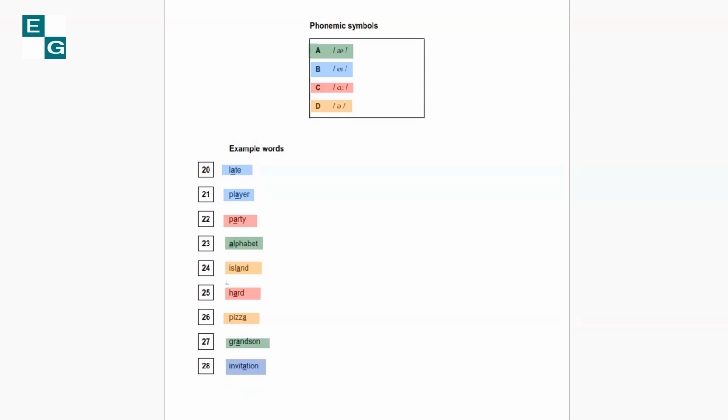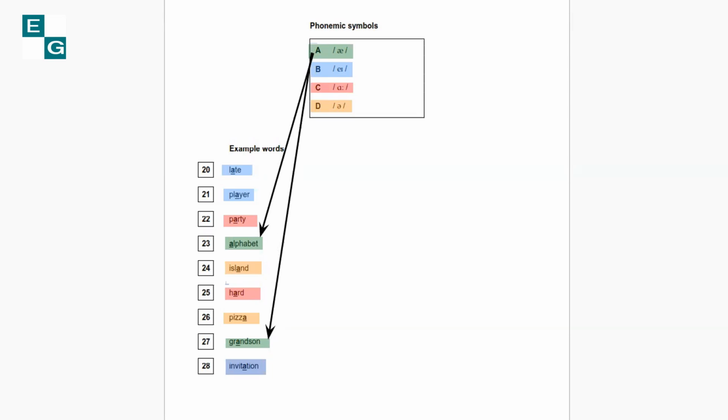I understand this might be a little bit tricky, which is why I want to emphasize the answers. I want to try to make it more graphic here by saying that A gets the words alphabet and grandson. The pronunciation would be alphabet, grandson.